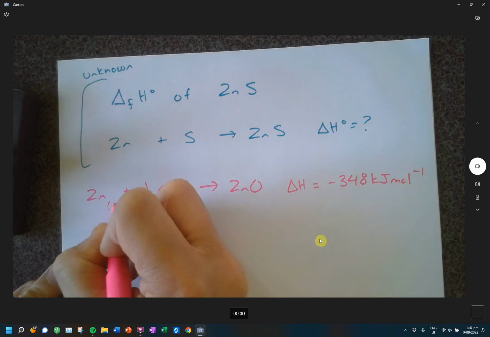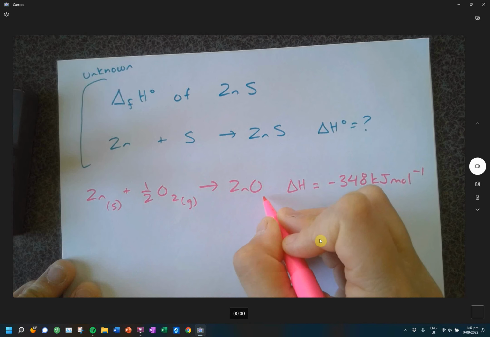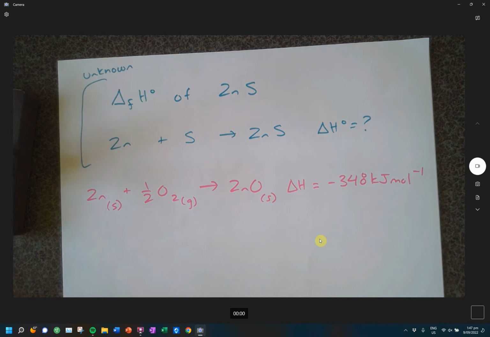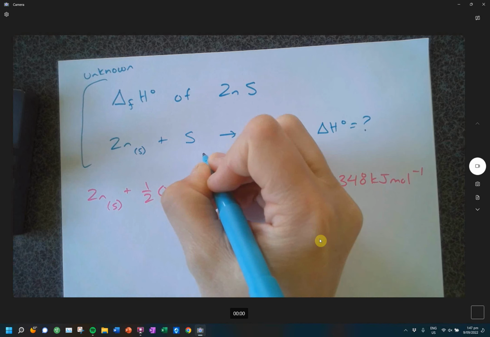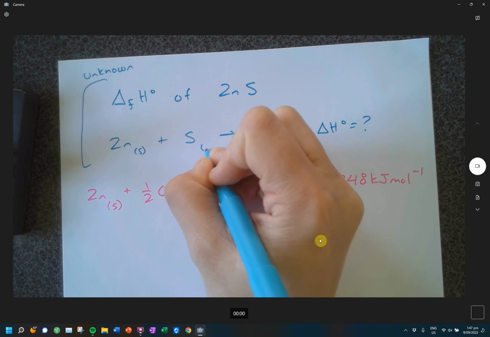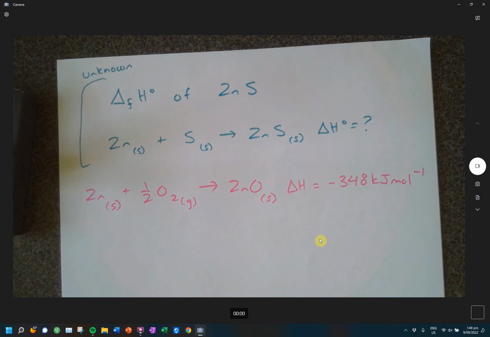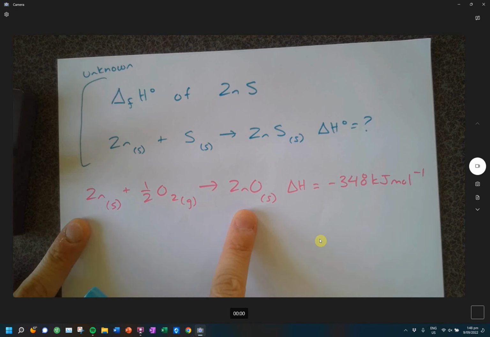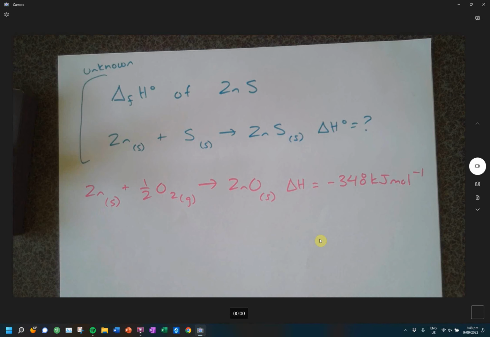I'm going to put in my states because it's a good idea to do that, because every so often they throw in a curveball and you have to factor in state change as well. I'll try to find you some examples of that when we look at the no brain too small. These are all solids. We can look at it two ways. It's either the formation of zinc oxide or the combustion of zinc. Both of those would be correct ways to describe that equation.